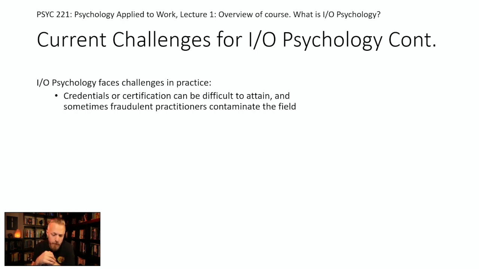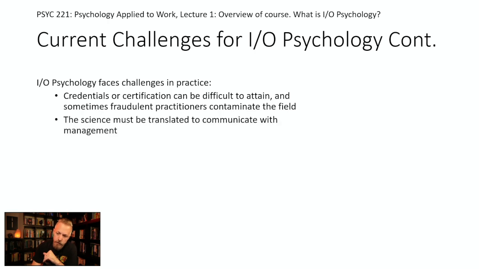So a credentialed IO psychologist might look at those people and say those are fraudulent practitioners, and they're contaminating the field. And then that becomes headwinds, because when what those people are selling doesn't work in an organization, it makes that organization more reluctant to engage IO psychology. But in fact they really weren't engaging IO psychology, they were engaging somebody that was making up their own science. Anyway, that is a challenge in the field.